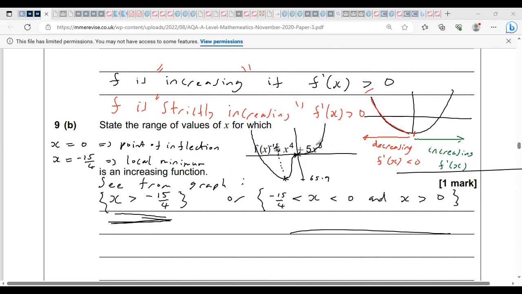But in A-level maths, you're not going to lose a mark if you choose either of these. So again, you could either say this solution here, x greater than minus 15 over 4, or this one here, x between minus 15 over 4 and 0, and x greater than 0. Either one would be fine with this solution. You could also do this without sketching the graph.